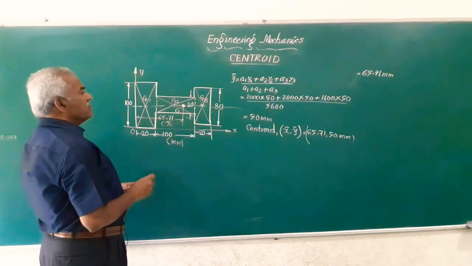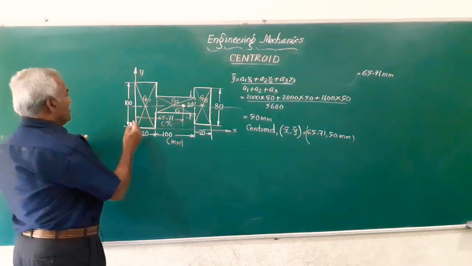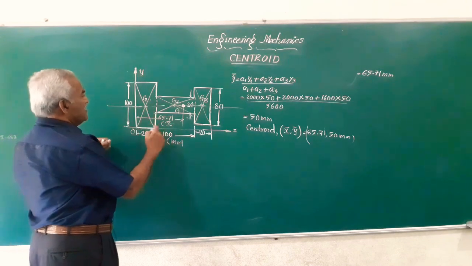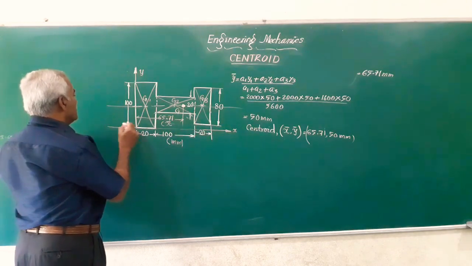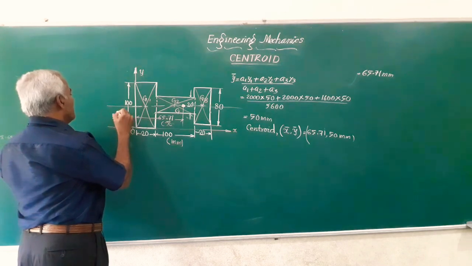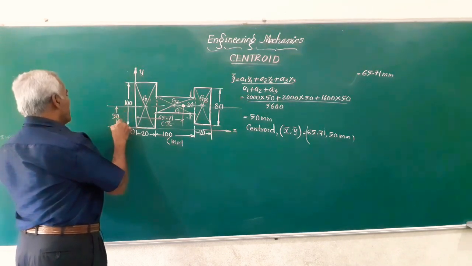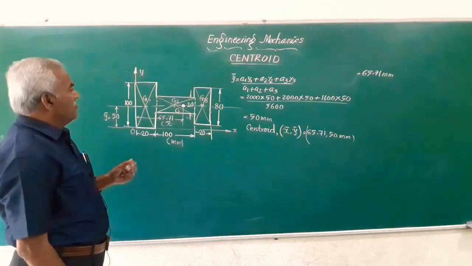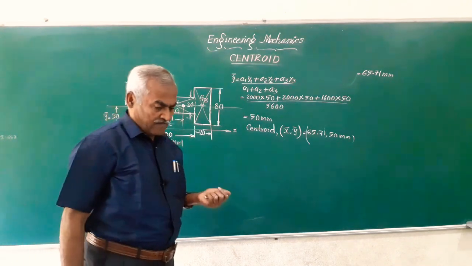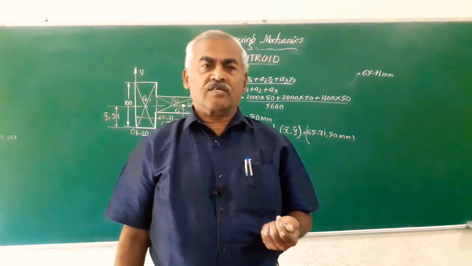Friends, what is y bar? Y bar is 50 mm. So y1, y2, y3, G1, G2, they are at the same distance, and hence this is going to be 50 millimeter. That is the value of this y bar. So we are able to find out both x bar and y bar for the given H section.